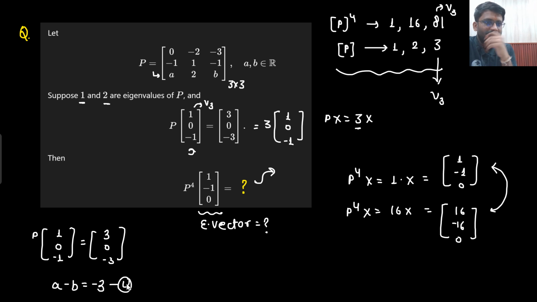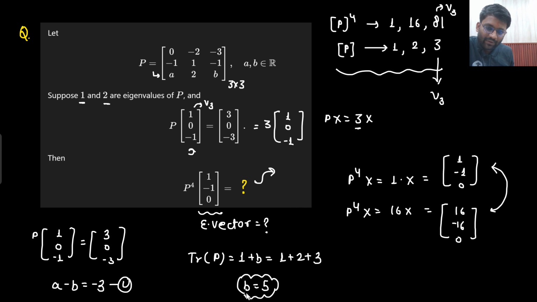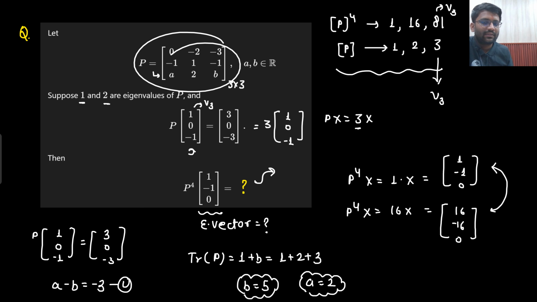Along with that, what can we see? We can see one more thing, that the trace of matrix P is nothing but 1 + B, which equals the sum of eigenvalues lambda 1 + lambda 2 + lambda 3, which is 1 + 2 + 3. So from here I got to know that the value of B is coming out to be 5. If the value of B is 5, that means the value of A has to be 2. So the values of A and B we have also found out. Is that understandable to you? The value of A is 2, the value of B is 5. Basically I multiplied this matrix with this vector to get the result. Understandable?